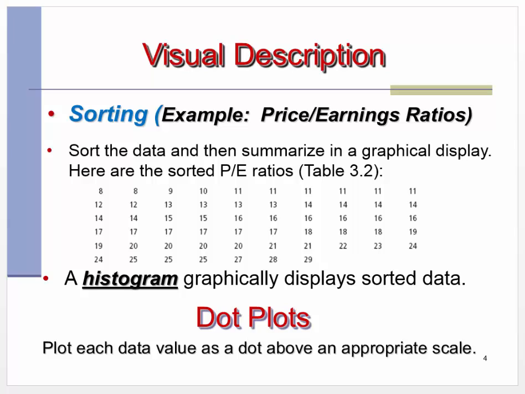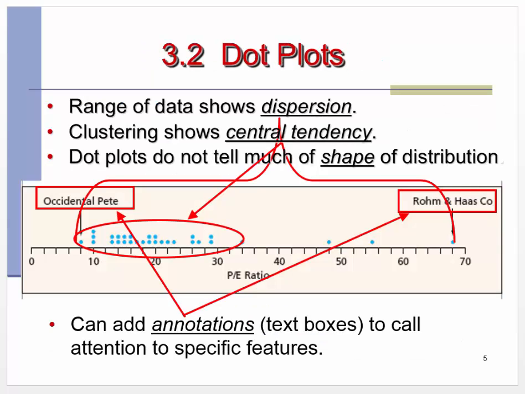The data you can see in the table start with 8, there are two 8s, one 9, one 10, lots of 11s, and so on. The last one is 29. And then we can graphically display the sorted data using a histogram called a dot plot. Basically, they plot each data value as a dot above an appropriate scale. On the next slide, slide number 5, you see the dot plot.